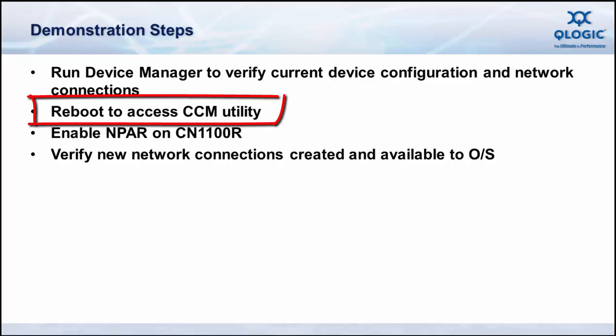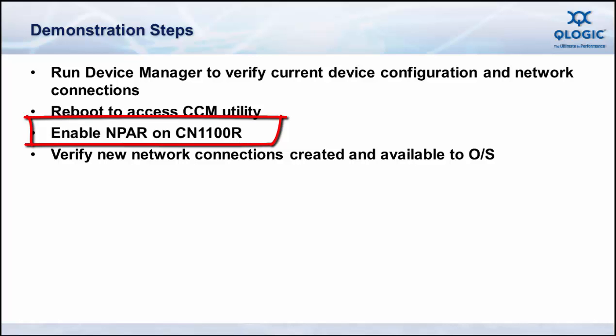Then I'm going to reboot the server and access the Comprehensive Configuration Manager utility. Now, this utility actually resides in the BIOS of the adapter. It's part of the firmware installation, and you actually run it on the adapter and configure the adapter. The cool thing is one instance of CCM can actually manage multiple adapters in the same server. Can't span servers, but I can manage multiple adapters from one instance of CCM in the same physical server. Then I'm going to enable NPAR on the CN1100R, and then we're going to go back in and verify the connection. So let's get started.